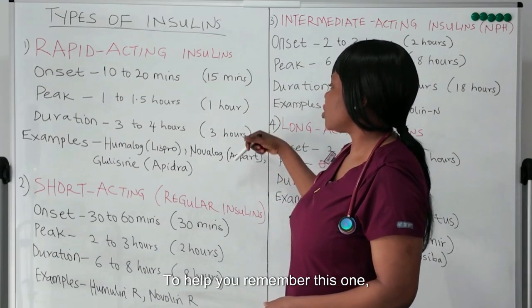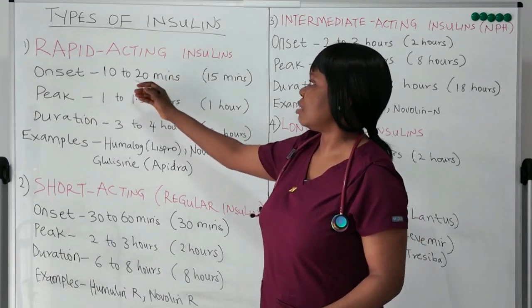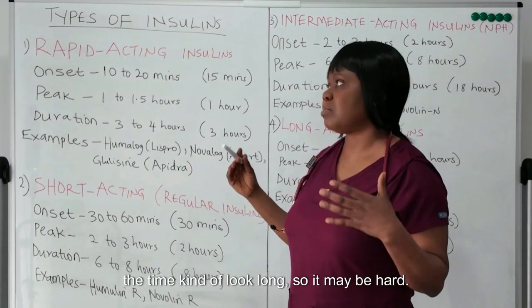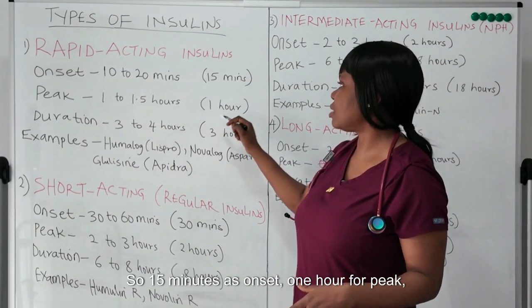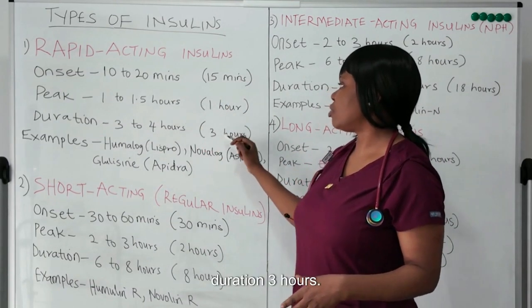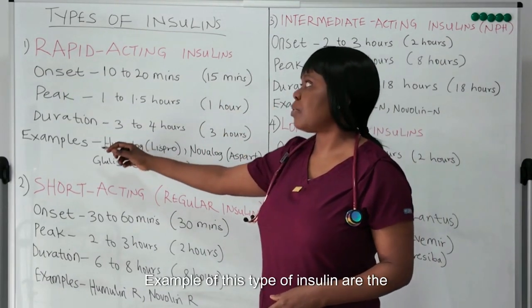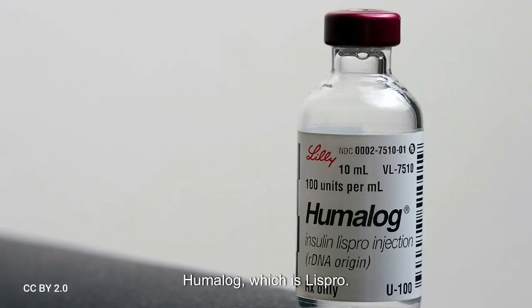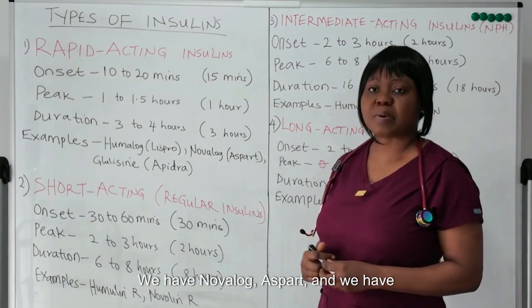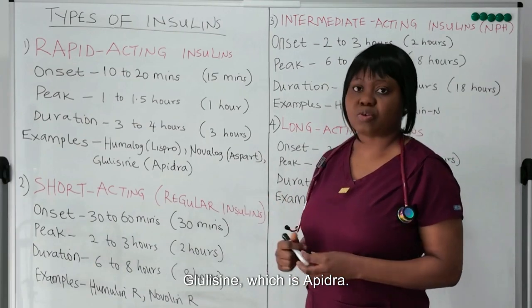To help you remember this one, because the times kind of look long, so it may be hard, I just put something in the bracket. So 15 minutes as onset, 1 hour for peak, duration 3 hours. Examples of this type of insulin are the Humalog, which is Lispro. We have Novolog, Aspart, and we have Glulisine, which is Apidra.